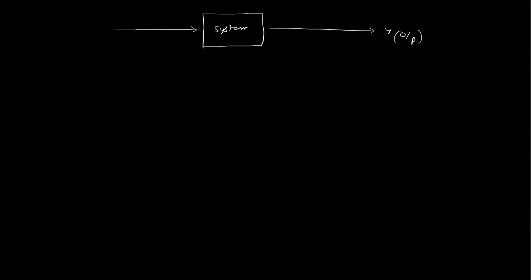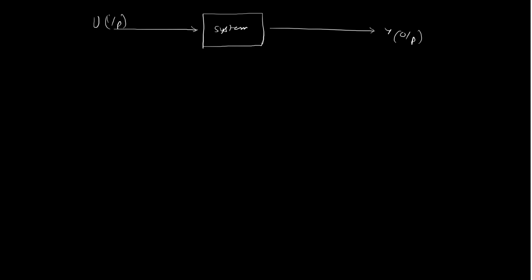Let me draw the system here. Okay, this is the system. Now we have to apply one input and we'll get the corresponding output. I am denoting the output here as y, and this is the input.